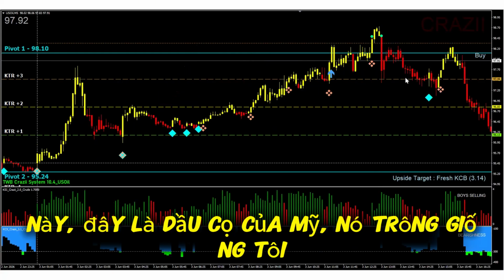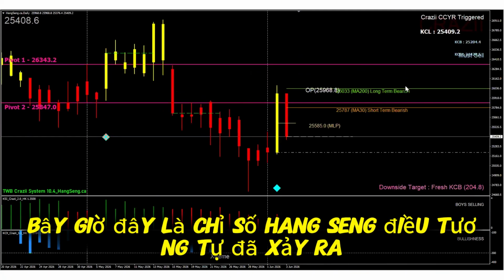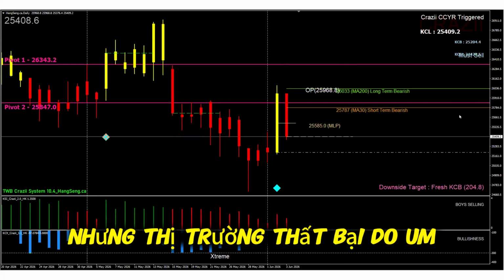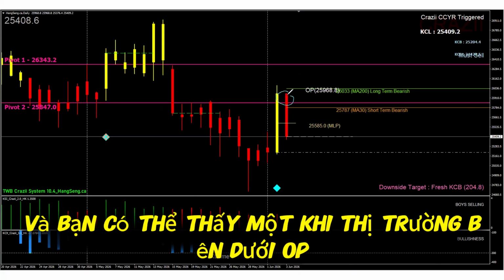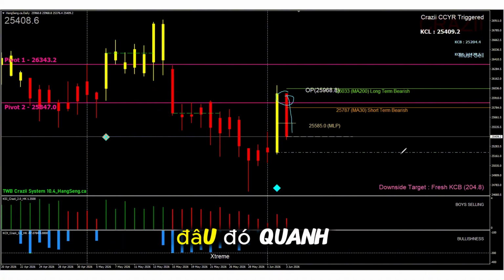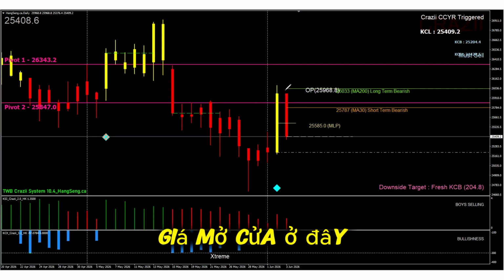Okay, this is US palm oil. It looks the same to me. Now this is the Hang Seng Index. Same thing happened. The market was supposed to go up, but the market failed due to some issue there. And you can see once the market is below OP, the market will come back down to hunt for the nearest KTR, which is somewhere around here, 39. Sorry, it's not Hang Seng. Wait, all the way it came down to 25,000. The opening price is here.